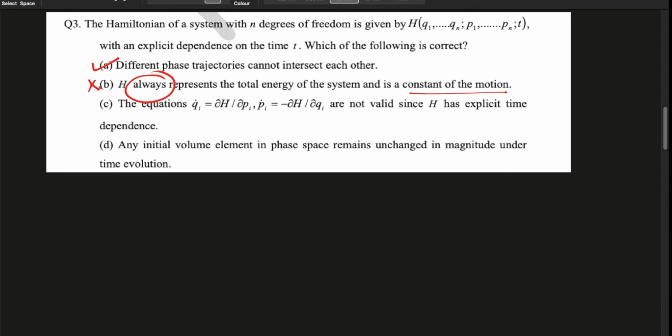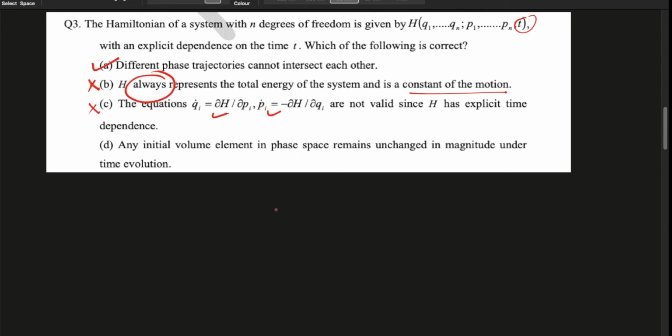This is not right. All right, so the equations q_i dot equal to dH by dp_i and p_i dot equal to minus dH by dq_i are not valid, since H has explicit time dependence. It is not true. This formula is valid when the time dependence is there in the Hamiltonian. Okay, so this is also not true. So any initial volume element in the phase space remains unchanged in magnitude under the time evolution. If you look at this last statement, any initial volume element in the phase space remains unchanged.